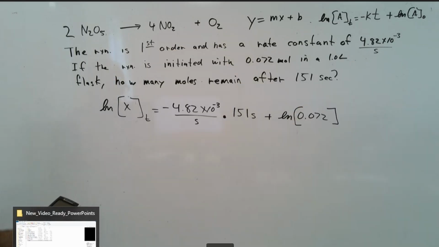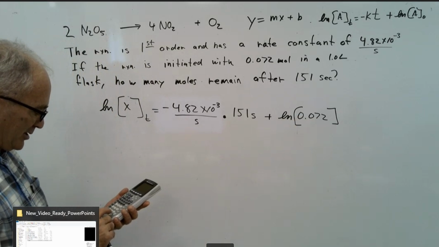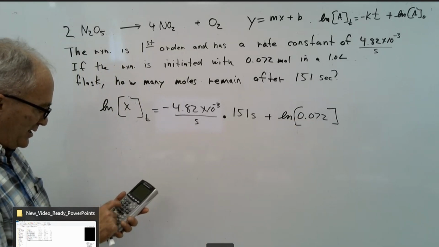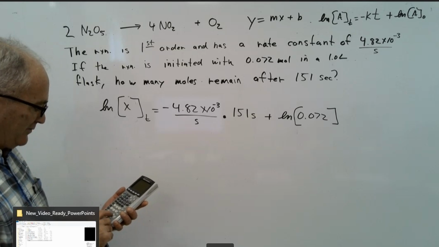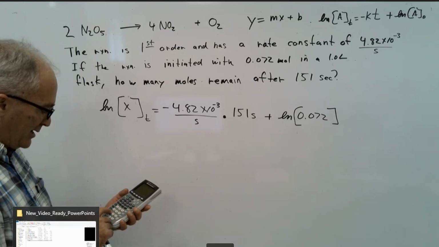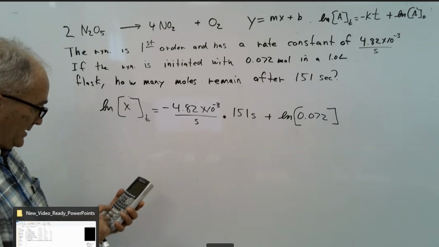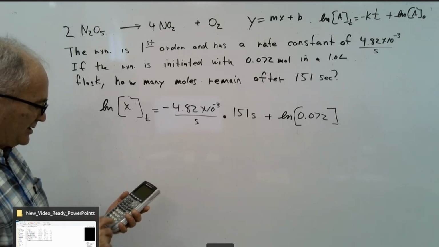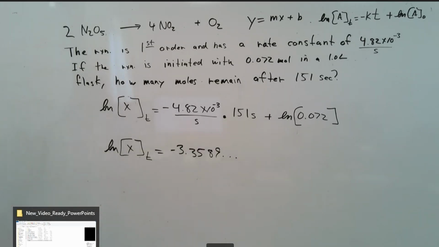So now I get to pull out my calculator. So I'm going to go negative 4.82 times 10 to the negative third multiplied by 151 plus natural log 0.072 in parentheses and hit enter. And I got that in the register of my calculator.